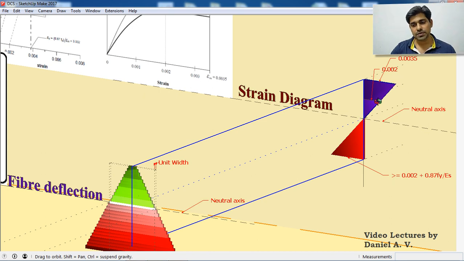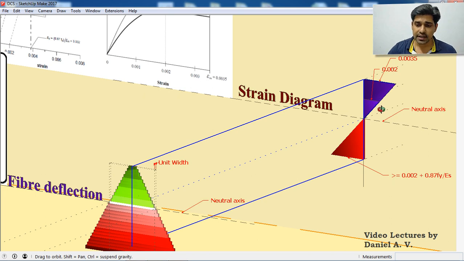So I can connect them using a straight line, and I got the compression zone strain diagram. And I have marked this 0.002 in between. This value is 0 at the center or the neutral axis, and the maximum is 0.0035. So definitely I'm going to get a value 0.002 in between.